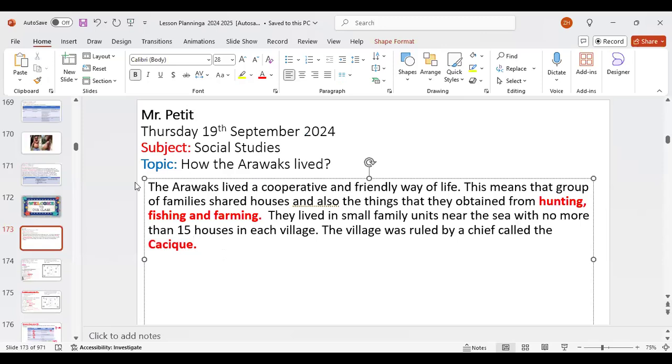Anthony. What is the name of the person who was in charge of the village? Cacique. Say that. Cacique. Very good. Thank you. And you? What's the name of the person who was in charge of the village? The cacique. Very good.